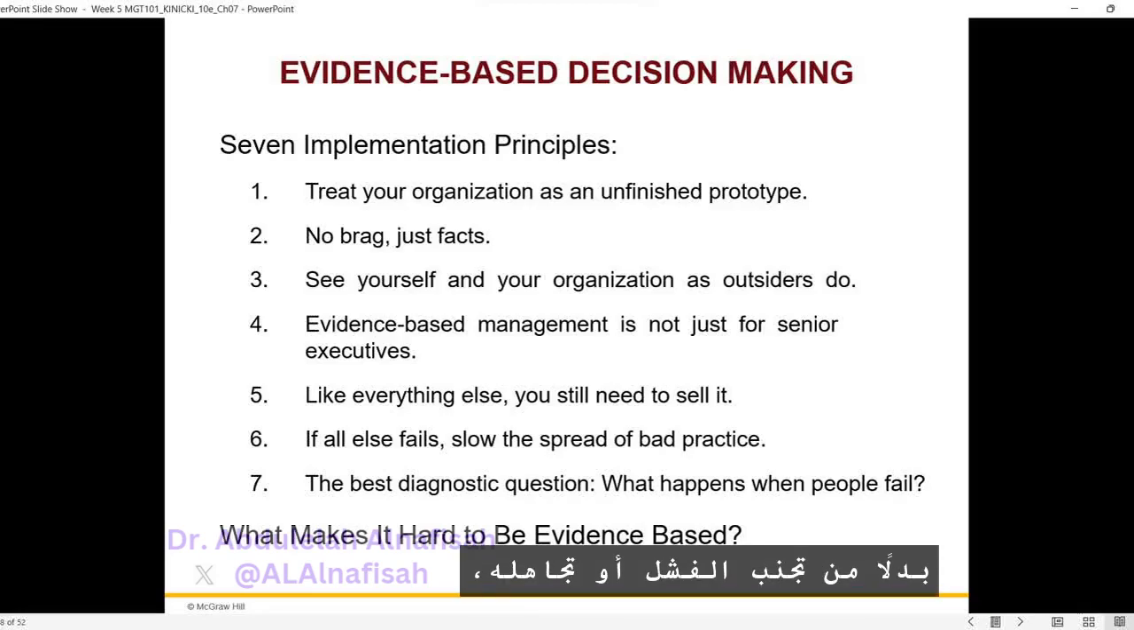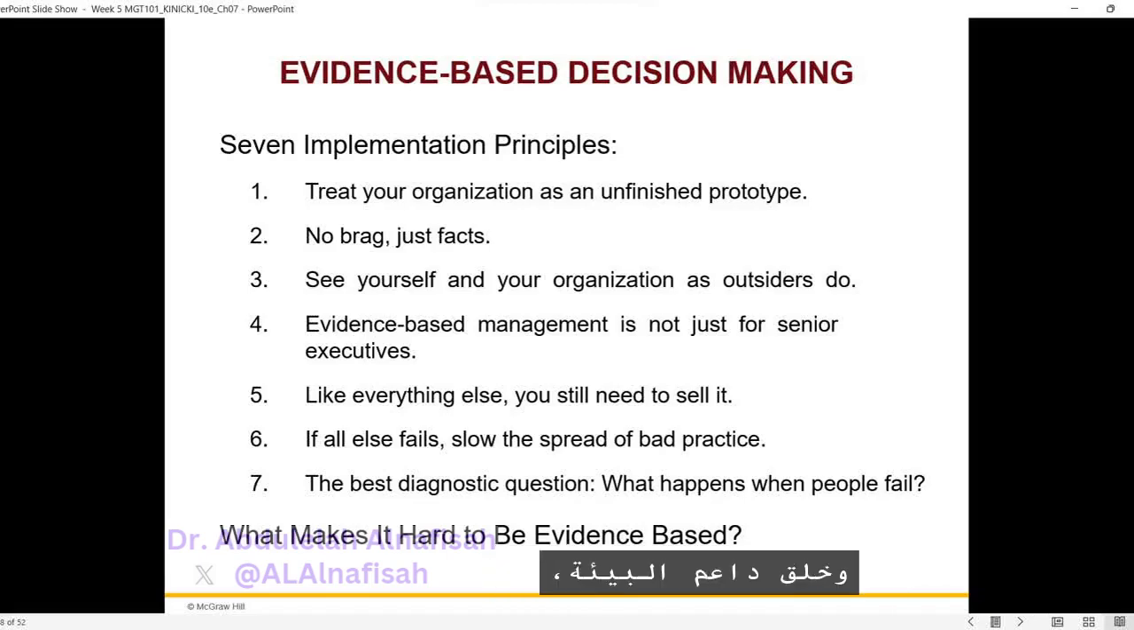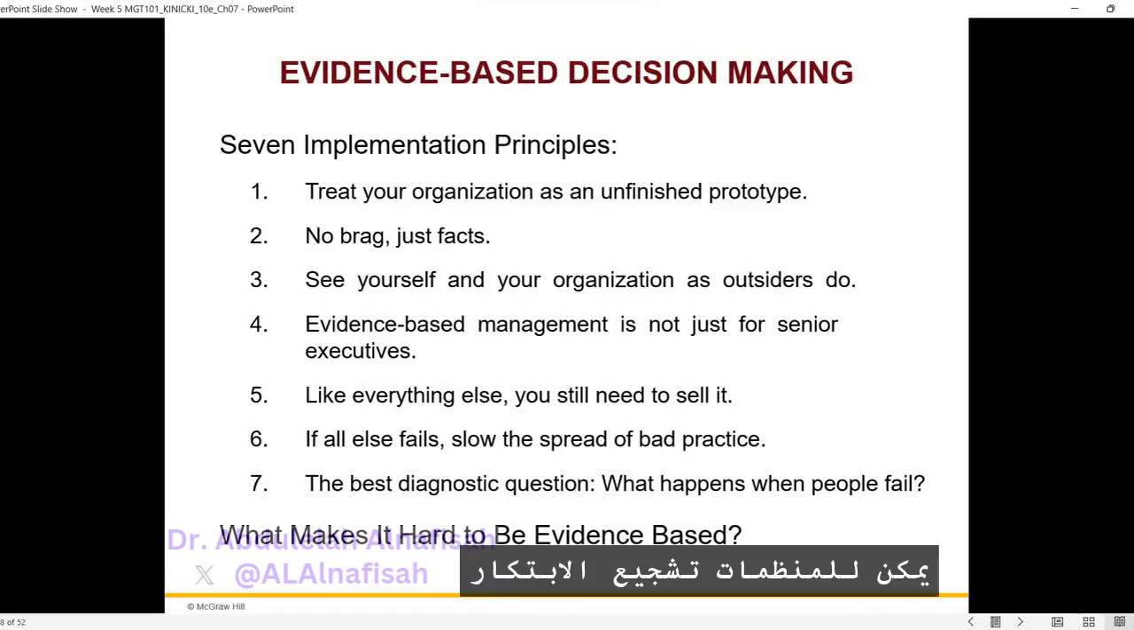Rather than avoiding or ignoring failure, leaders should embrace it as an opportunity for learning and growth. By understanding the consequences of failure and creating a supportive environment, organizations can encourage innovation and continuous improvement.